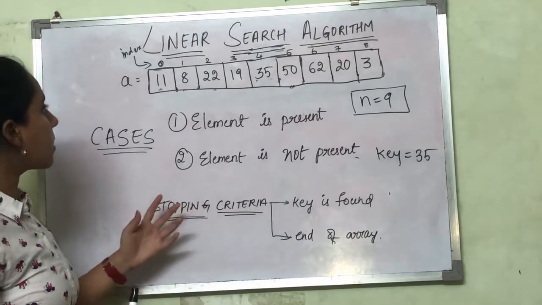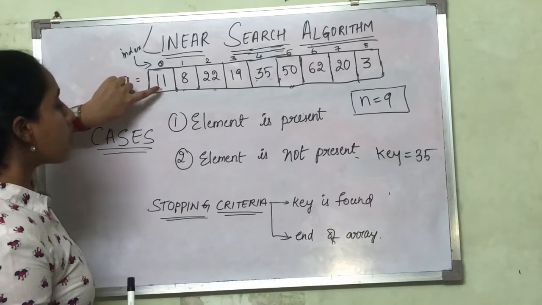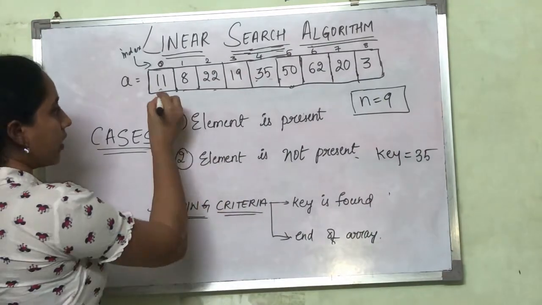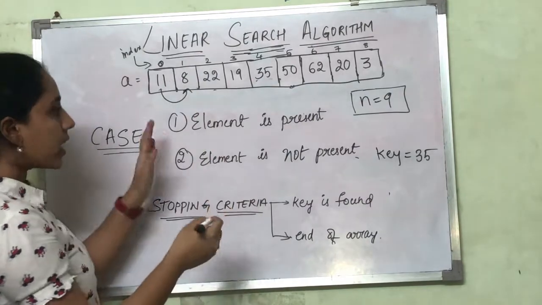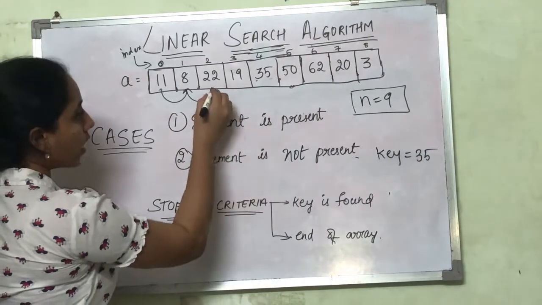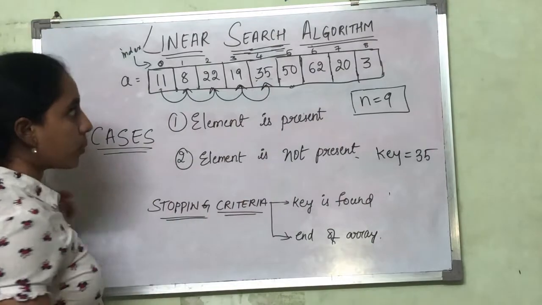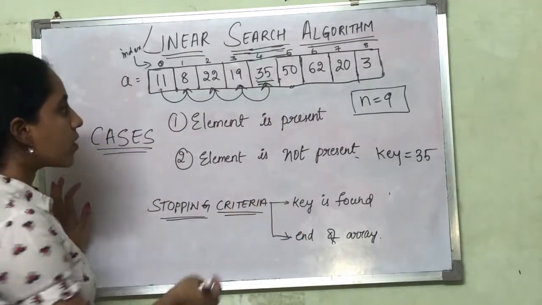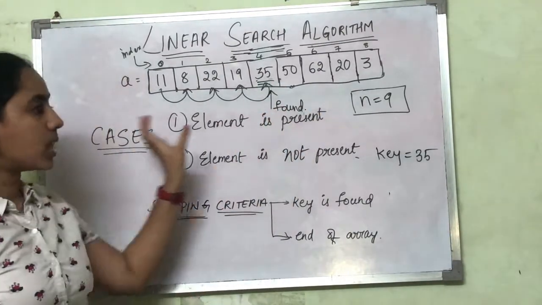The working principle is, first we'll start with index 0. The first element we have is 11. We'll check whether 11 is equal to 35. 11 is not equal to 35, so we'll go to the next element. We check again, is 8 equal to 35? 8 does not match. Similarly, 22 is not equal to 35, 19 is not equal to 35. So we reach the fourth position, and we match it with 35. 35 is equal to 35. So now we have found the key present in this sequence.